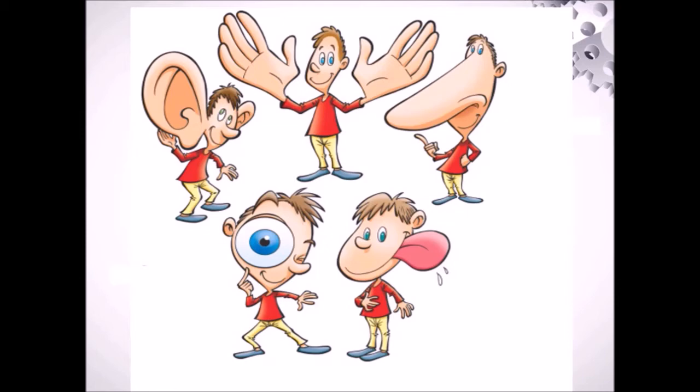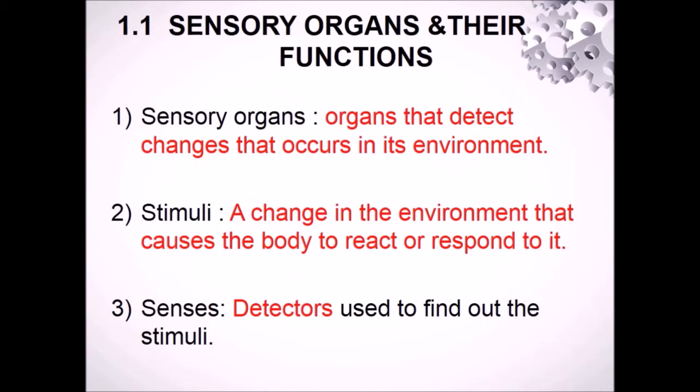Now let's move on to the first section that we are going to discuss: the sensory organs and their functions. First of all, a sensory organ is defined as an organ that detects changes that occur in its environment. A stimulus is a change in the environment that causes the body to react or respond to it. Finally, senses are detectors used to find out the stimuli.